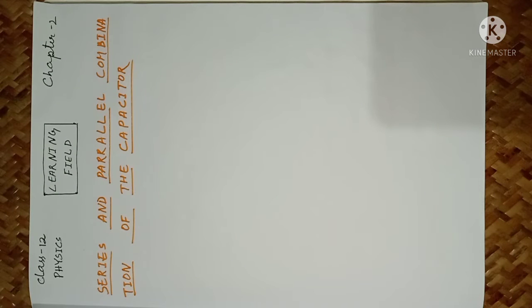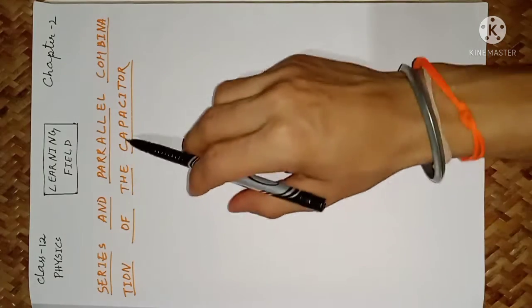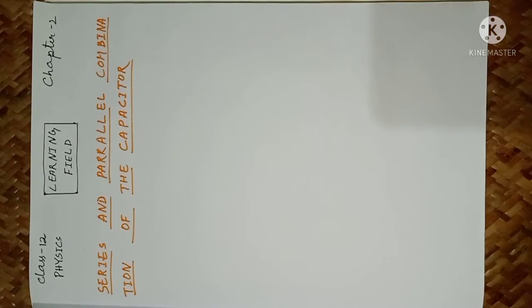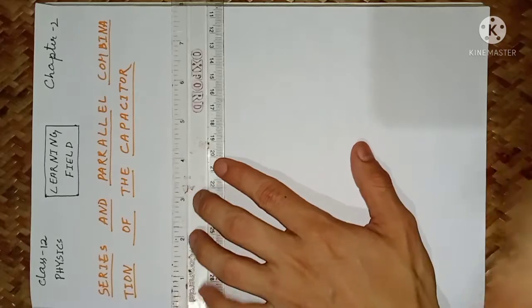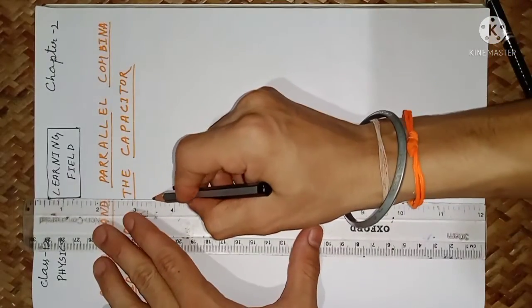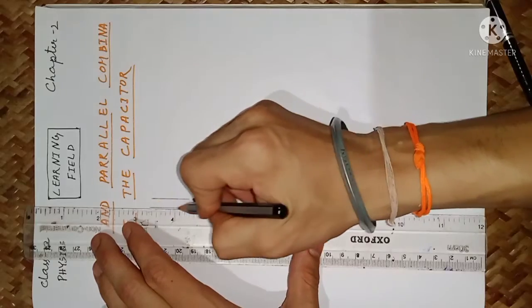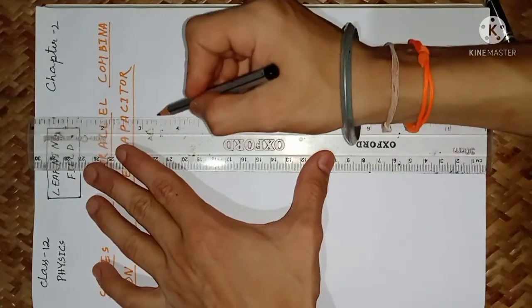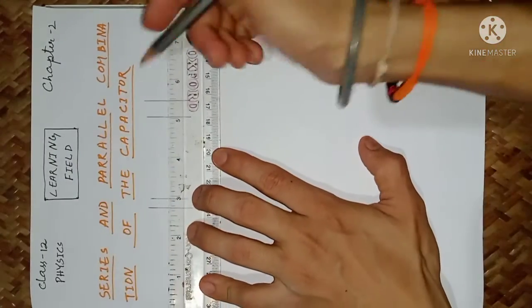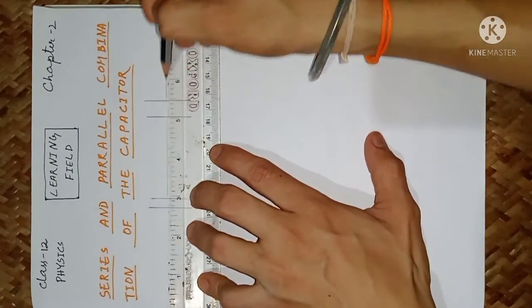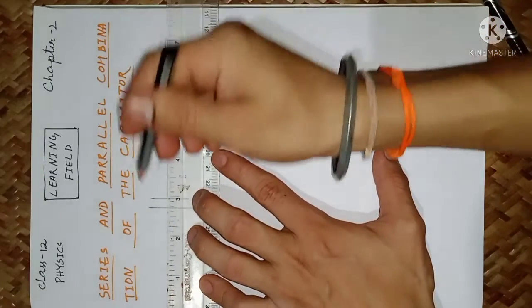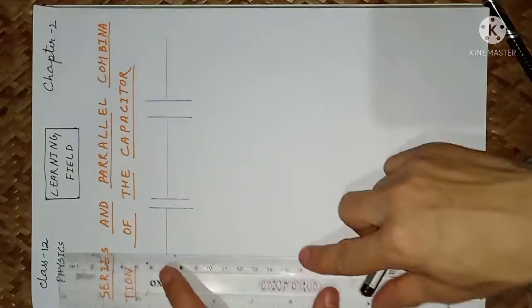Today we are going to derive the equation for series and parallel combination of the capacitor. So let us start. Let us draw the diagram of series combination. This is the diagram for series combination.